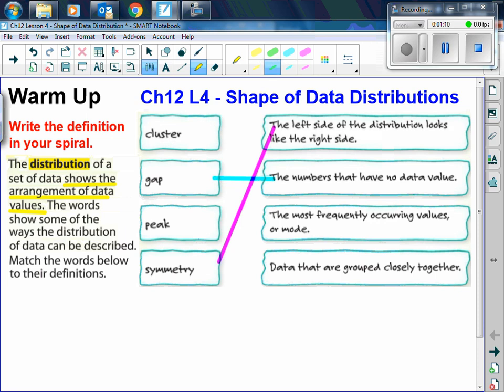The most frequently occurring values are the mode. What happens there when you're looking at it in a diagram? It's a peak. Very good. And then lastly, data that are grouped closely together, they are clusters. Very good. So there is your vocabulary.